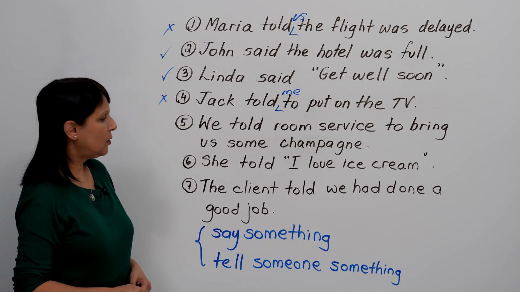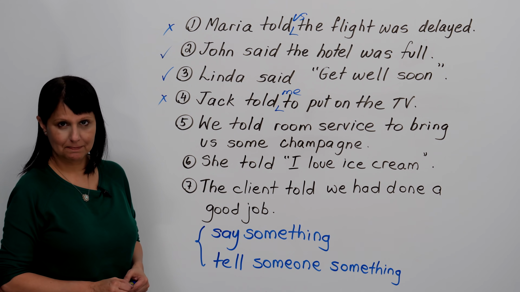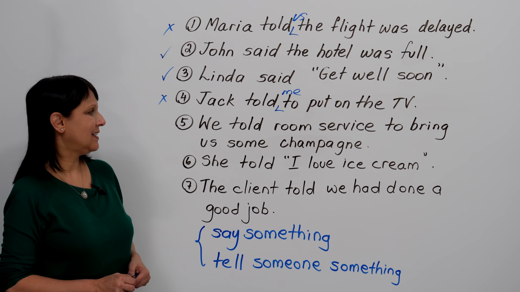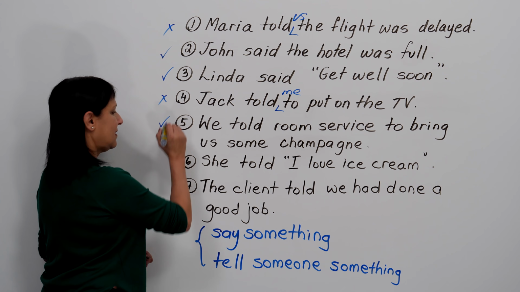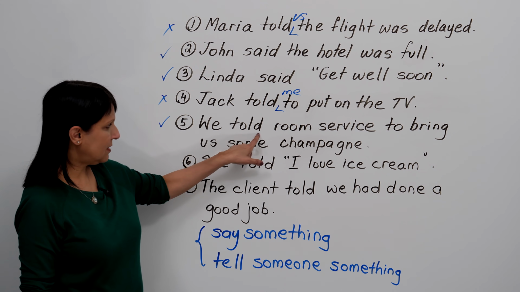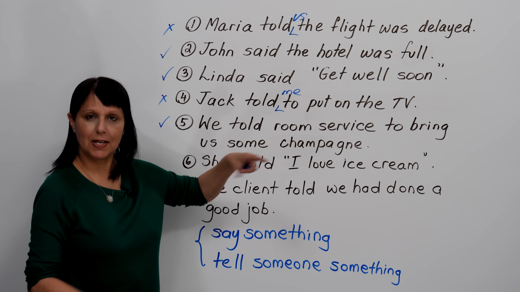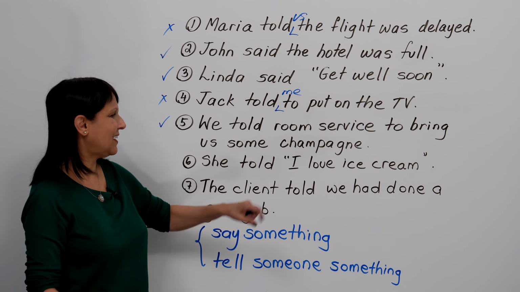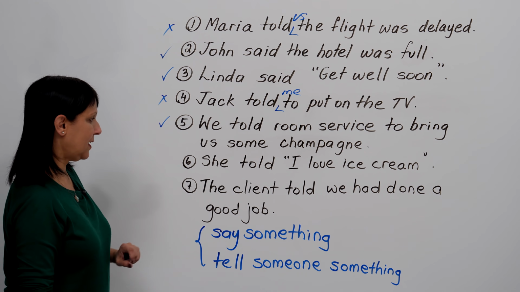Number 5, we told room service to bring us some champagne. Is that right or wrong? So that one is actually correct because told someone. Who's the someone here? Room service. That's okay. That's a department, but it's still someone, okay? Told someone something. So that one was fine.